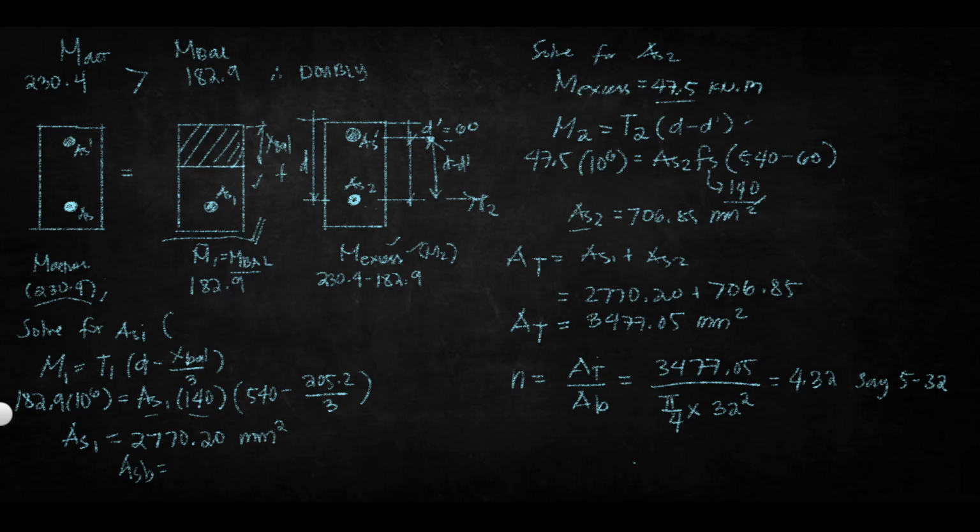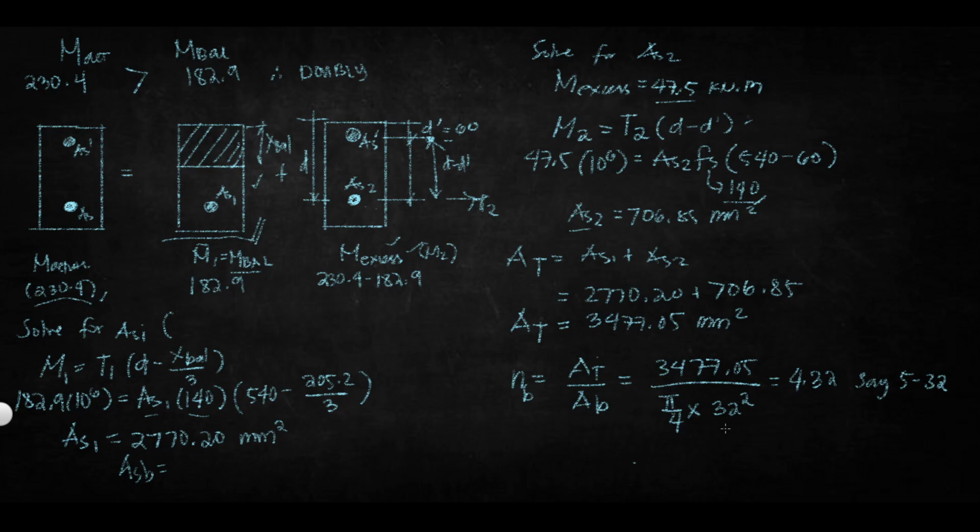Ilang 32 mm ilalagay natin? So, N here, the number of bar, NB na lang, no? Para hindi tayo malito sa modular ratio, no? NB, number of bars, equal to AT, the total area of our tension steel, all over the area of one steel reinforcement. So, ang diameter na binigay is 32.